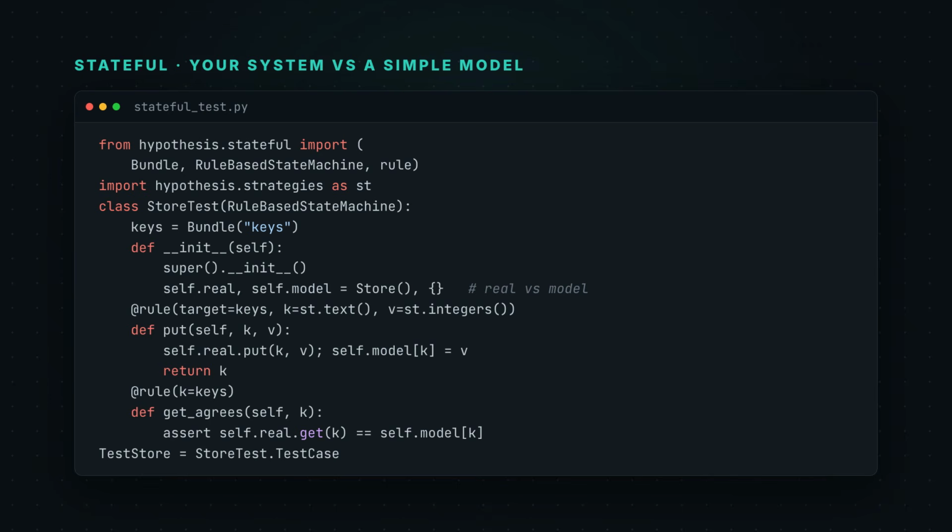Liam, this is exactly how people test databases, caches, and APIs for real. Write a dead simple model of what it should do, then let Hypothesis pit the real thing against it with random sequences. It finds ordering bugs no example test ever would.